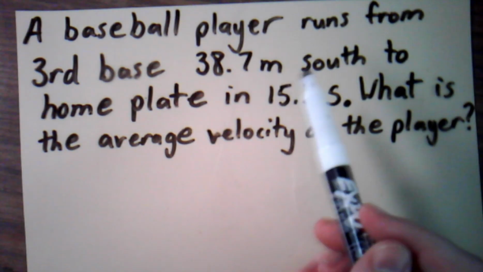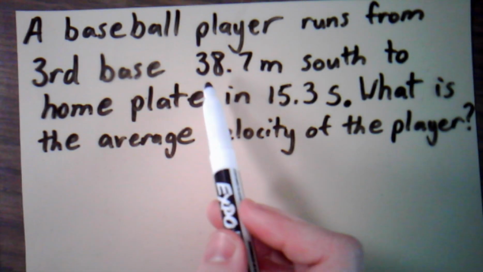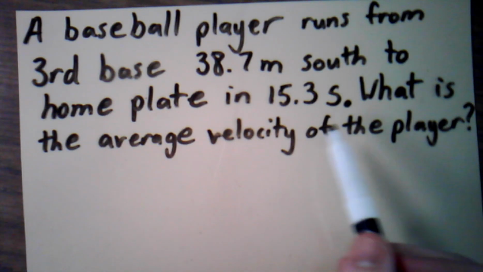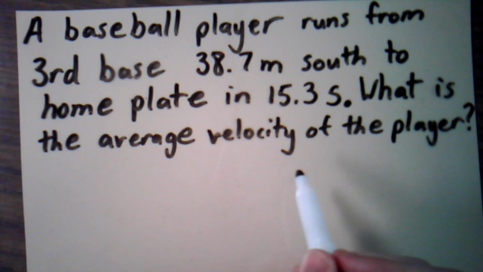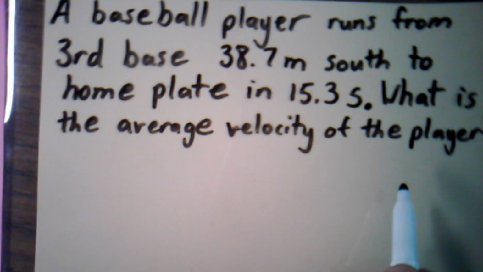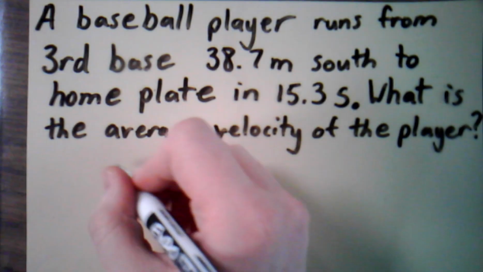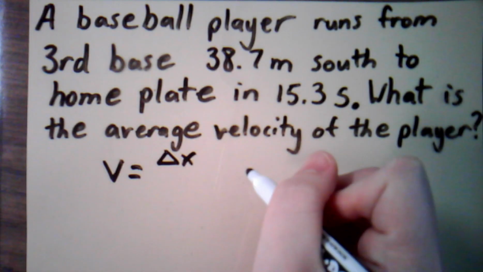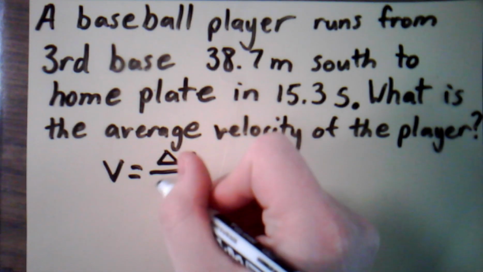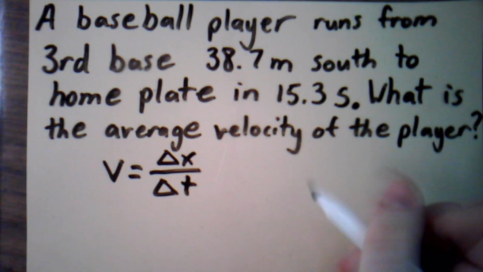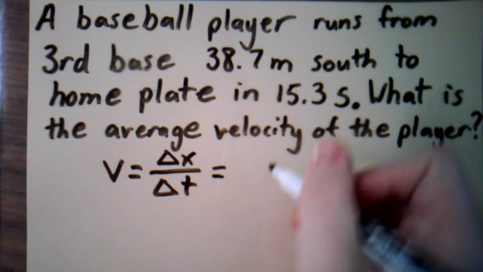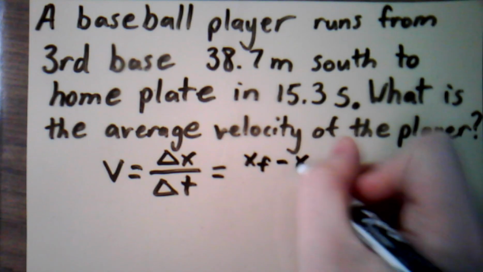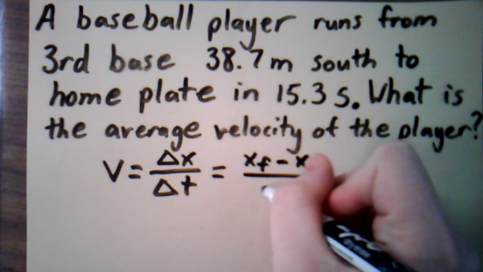A baseball player runs from third base 38.7 meters south to home plate in 15.3 seconds. What is the average velocity of the player? Let's start out with our formula again. Velocity is equal to change in displacement over change in time. Or the same thing is displacement, final position minus the starting position, over time.